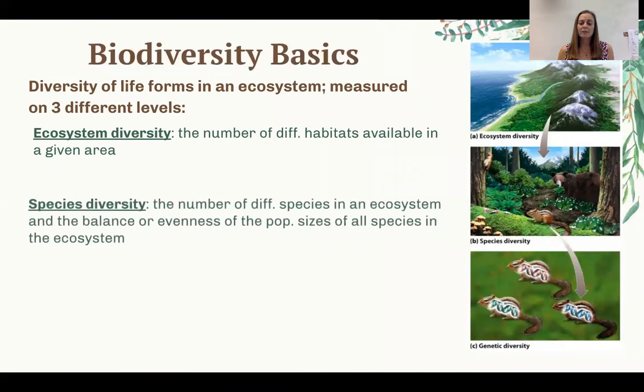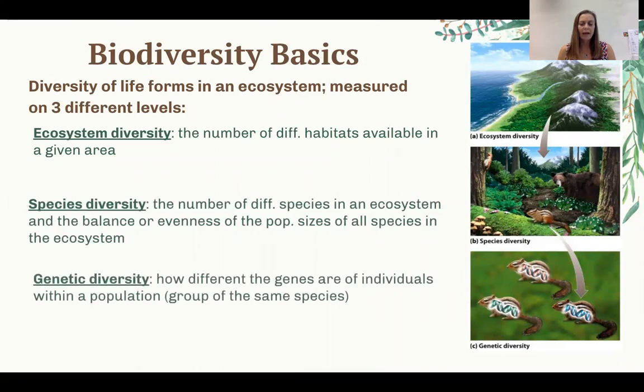We can also talk about species diversity. When we talk about species diversity, we're talking about the number of different species that are present in an ecosystem, as well as how balanced those species are, how evenly the numbers of organisms are distributed over the different species in the ecosystem. And then our last and smallest level is genetic diversity.